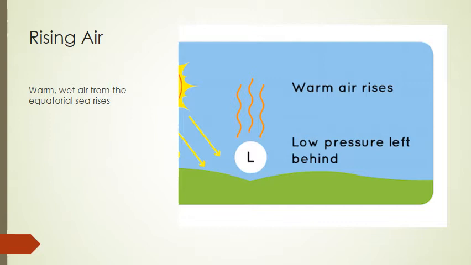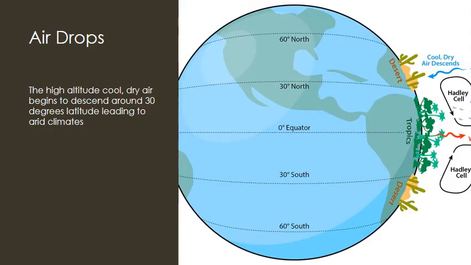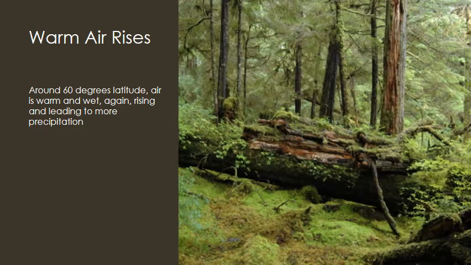So warm, wet air rises at the equator. As it rises, it cools down. And when it cools down, that warm, gaseous water vapor condenses into rain. So the air is going up. At a high altitude, it begins to cool down. And then when you get about 30 degrees north or south of the equator, the air drops suddenly. So you've got warm air rising, cooling down, condensing, water falls.